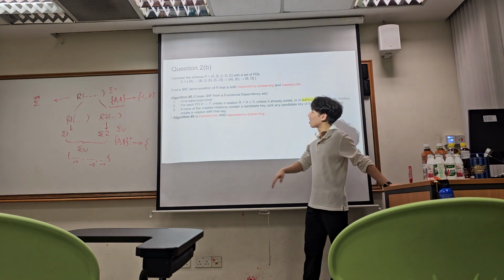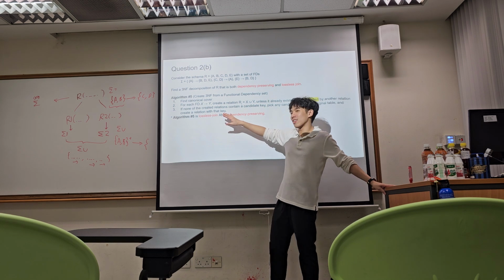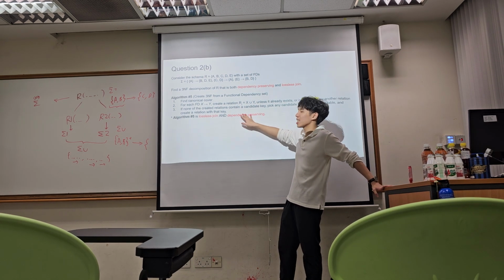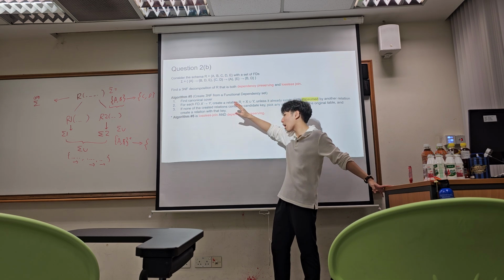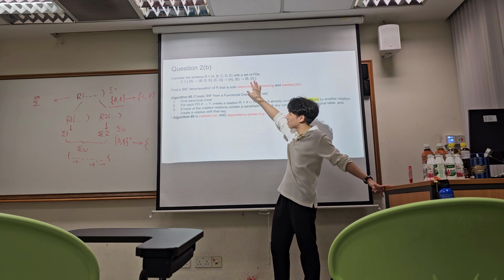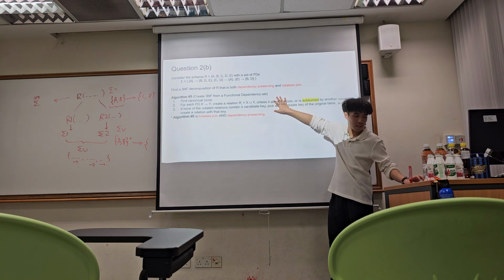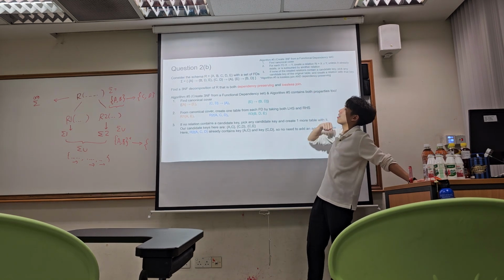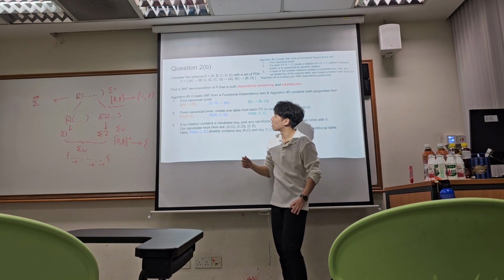Because algorithm 5 guarantees that it is a lossless join and dependency preserving at the same time. So we can just use algorithm 5 for this question. Okay, so now let's move this and put it up here. Now we have a cheat sheet here. So what are the steps?